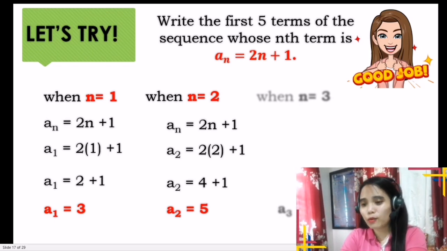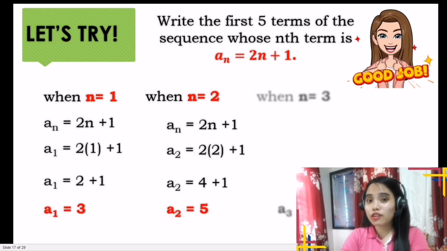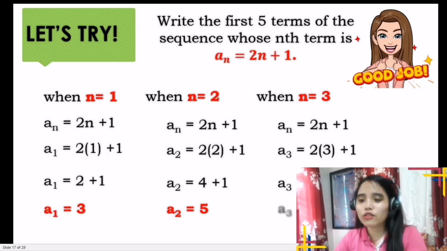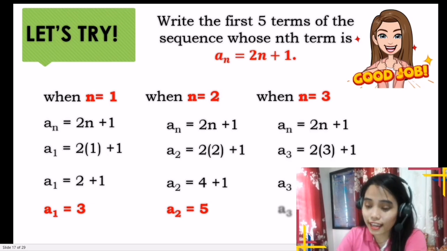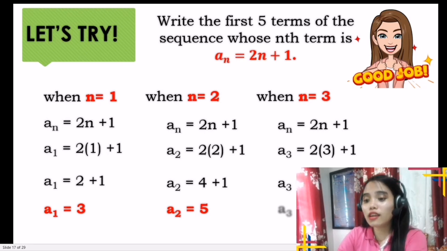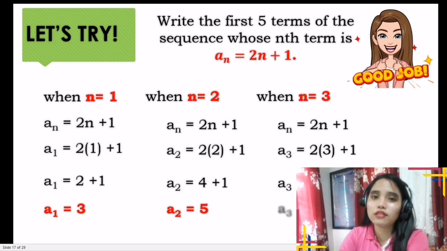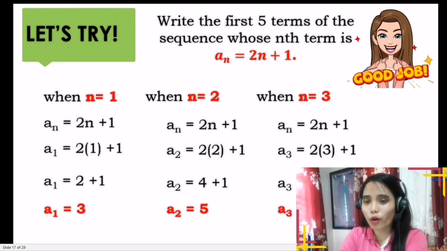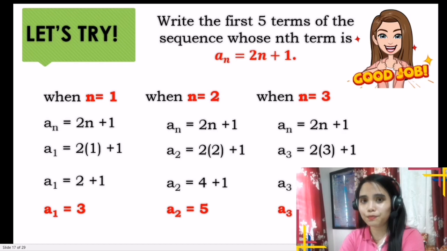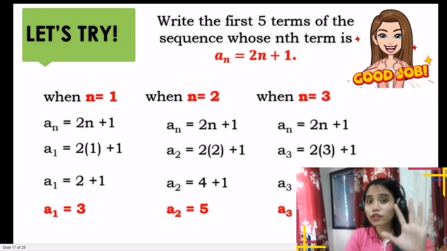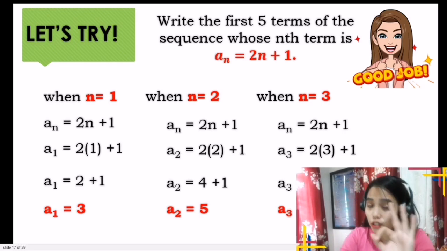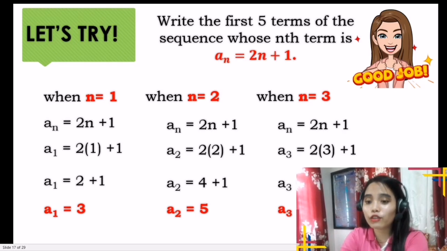Okay? Now, next term, a sub 3 or the third term. What is our n sa third term? 3. Very good. So, we will just substitute 3 sa n. So, we have 2 times 3 plus 1. 2 times 3 is 6. Plus 1 is equal to 7. So, our third term is 7. Remember, we will get the first 5 terms. Okay? So, tatlong term pa ang nahanap natin. We will get the fourth term.